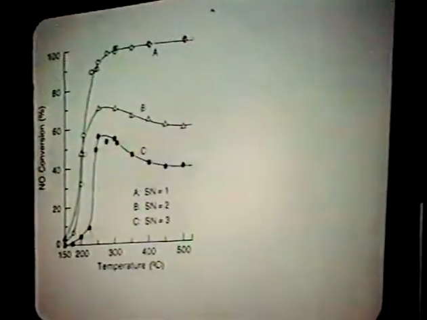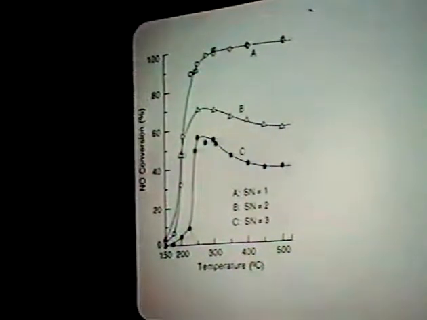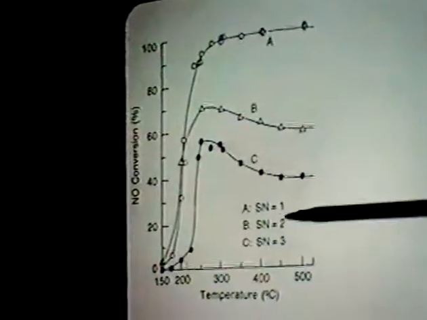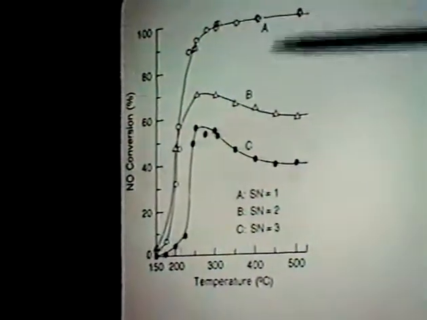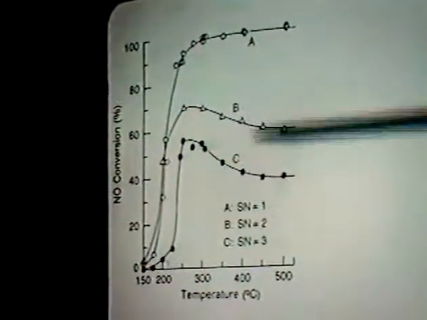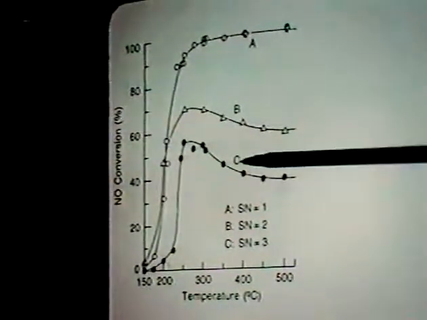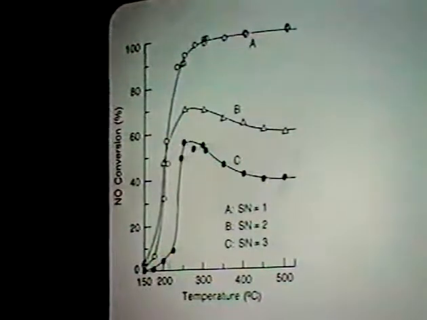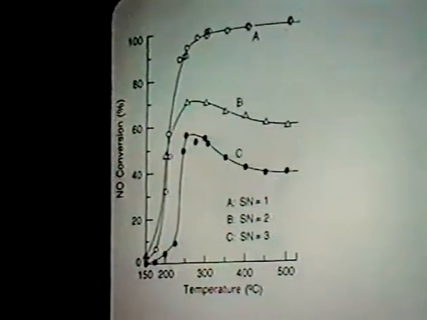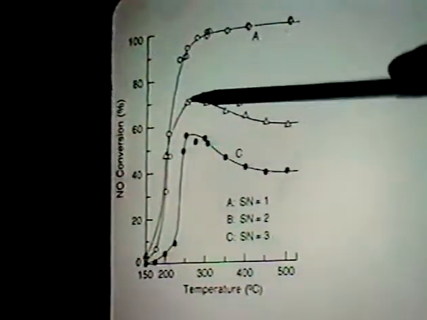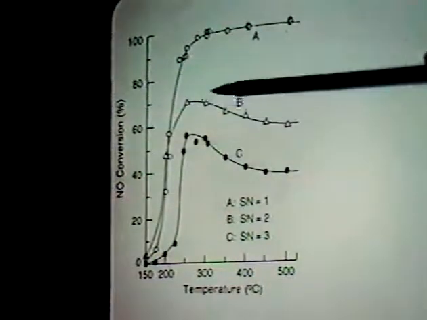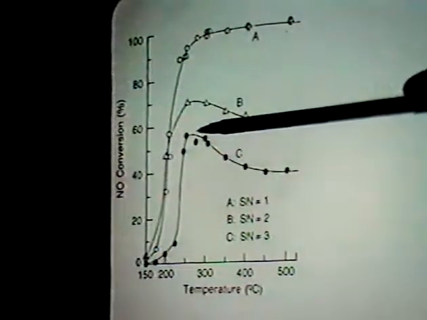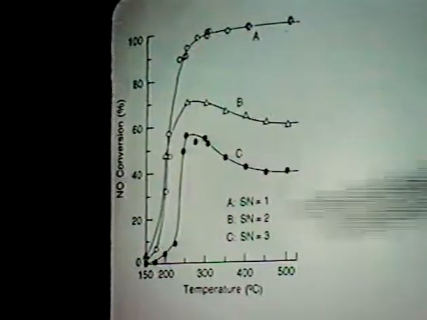We did a steady state experiment at different stoichiometric numbers. Curve A is a stoichiometric condition, B is an oxidizing condition, SN number 2, and C is a more oxidizing condition, SN number 3. The first thing we note is we have a maximum in nitric oxide conversion during the NO-CO reaction, like we see here.